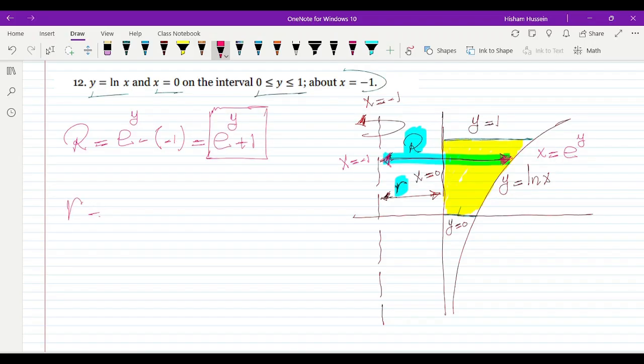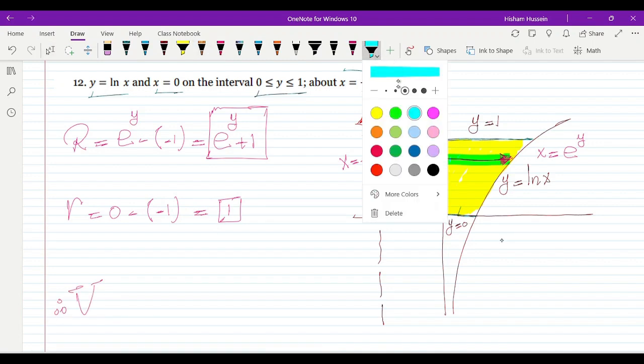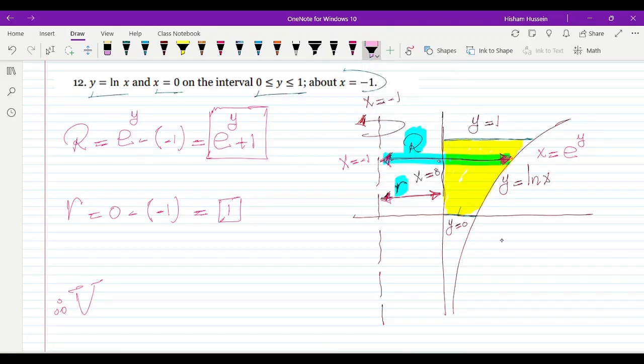The small one is the horizontal distance from x equals 0 to x equals negative 1. 0 minus negative 1, which is 1. Now integrate. So for the volume here, for sure we have a gap between the area and the axis of rotation. Here is the gap, which means that we are going to use the washer method.